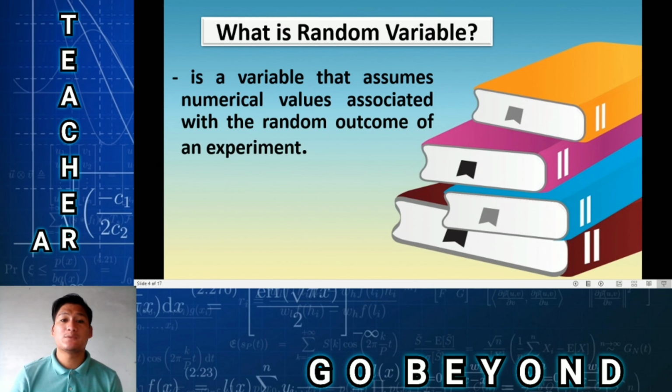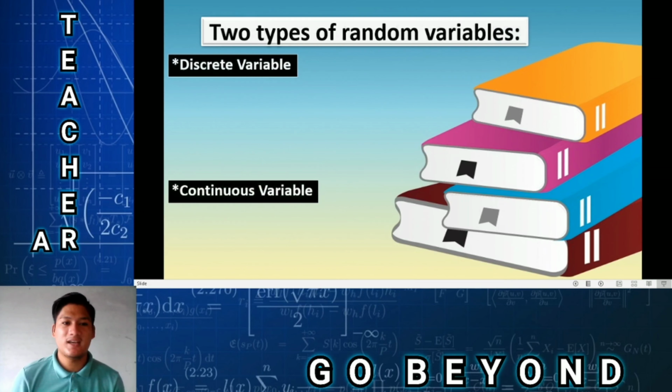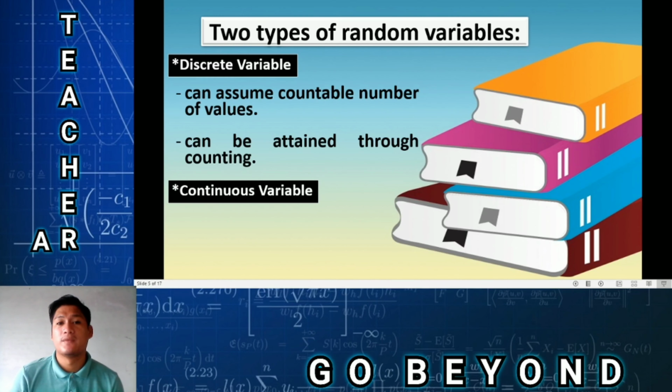Okay, so we have two types of random variables. Let's differentiate. First, we have the discrete variable and continuous variable. What is the difference between these two variables? Okay, let's explore them. First, discrete variable. When we say discrete variable, it can assume a countable number of values, meaning to say it can be attained through counting. So these are variables, these are objects that can be counted.